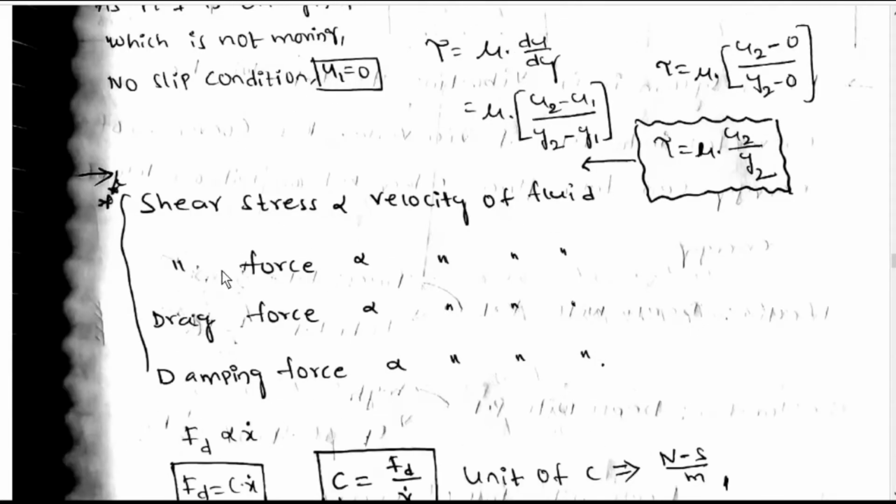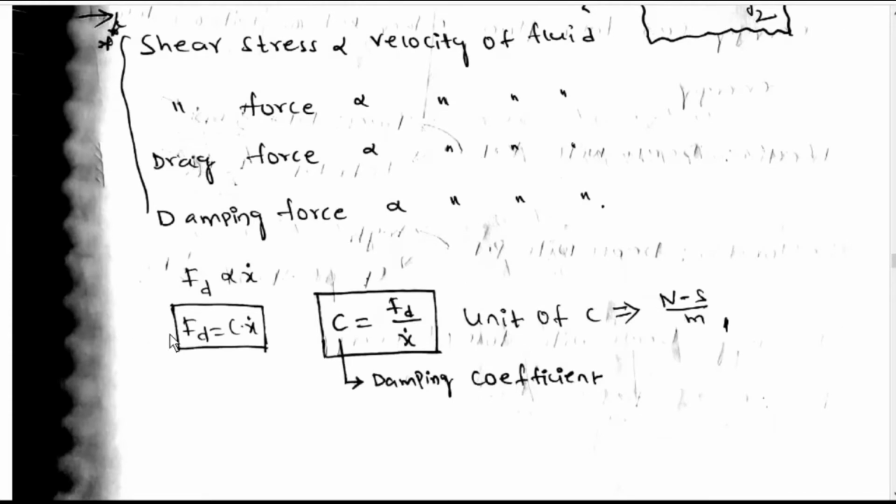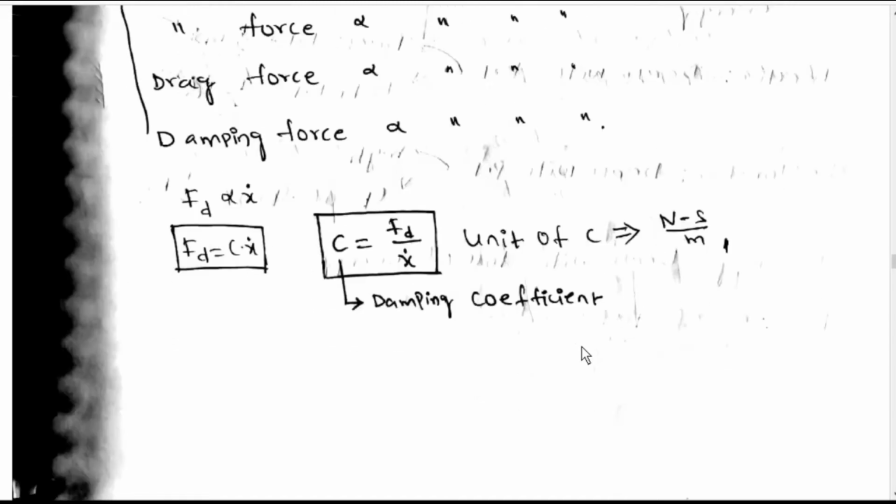Shear stress is directly proportional to velocity of fluid, shear force is directly proportional to velocity of fluid, drag force is directly proportional to velocity of fluid, damping force is directly proportional to velocity of fluid. F_d is directly proportional to x dot, F_d is equal to c x dot, c is equal to F_d by x dot. c is the damping coefficient, unit of c is Newton second per meter.